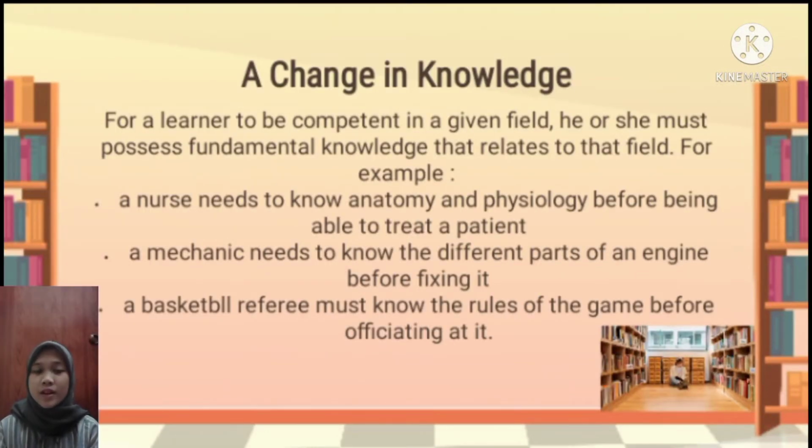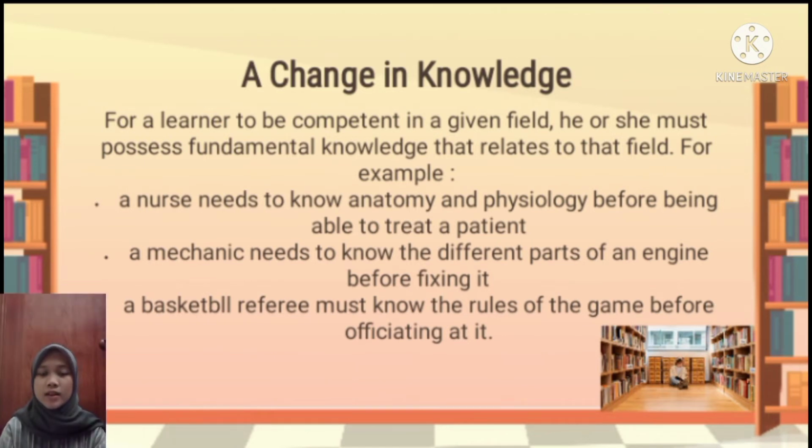I'm Yunia Sapitri. Okay, I will continue the material from Ria. I will explain the material from a change in knowledge until conducting a learner evaluation. First, a change in knowledge. For a learner to be competent in a given field, he or she must possess fundamental knowledge that relates to that field.